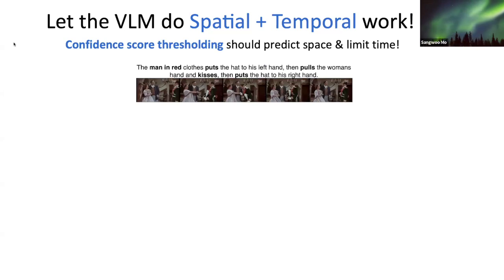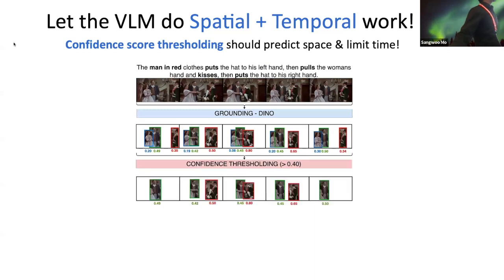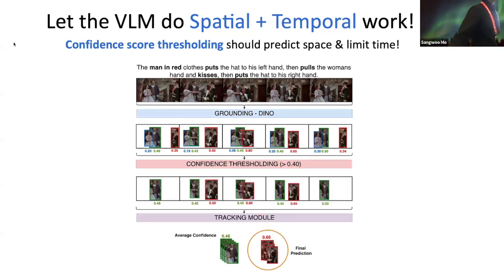So we would take the video and the caption as input to some VLM, let's say Grounding DINO. We'd get detections and some confidence scores. We'd threshold the confidence scores so we can remove the spurious detections. We'd add a tracking module so that we get actual spatio-temporal tubelets. And we take the one which had the highest average confidence score as our prediction.